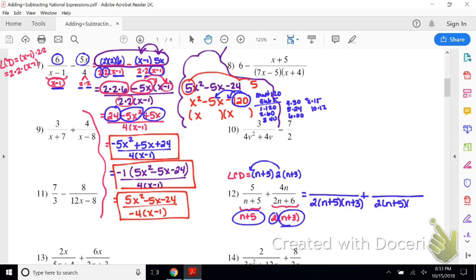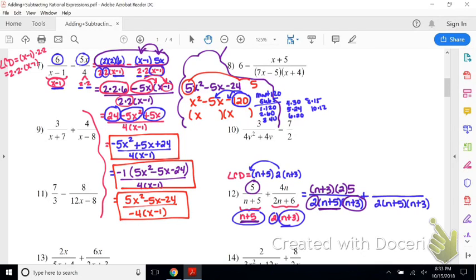Put it for both fractions. And then we got to start working with our numerator. So my first numerator was a 5, and it was over n plus 5. What did we multiply the n plus 5 by? We multiplied it by n plus 3, and we multiplied it by the 2.